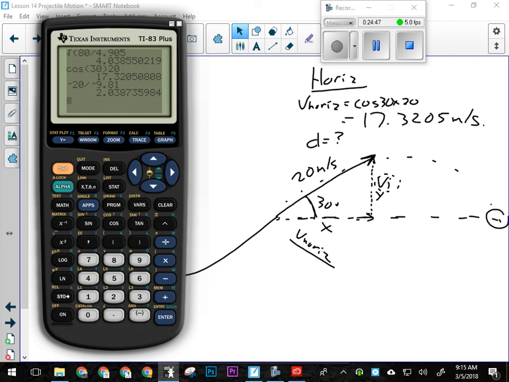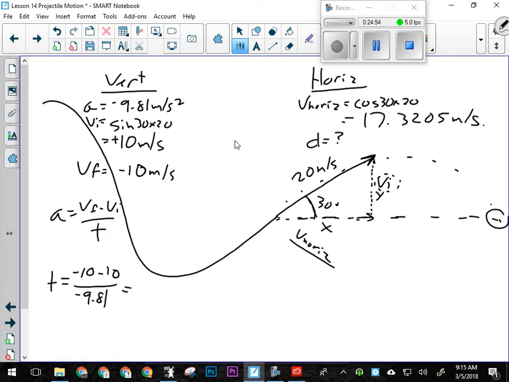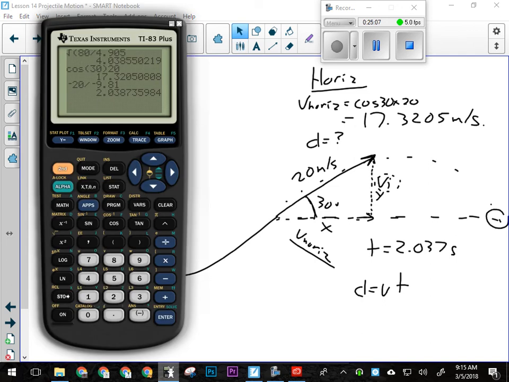So this thing is going to be in the air for a total of 2.0387 seconds. All right, now I can transfer that over to my horizontal information, and say that the time horizontally is the same thing, seconds. Now I can find d. So d will equal v times t. We'll take that answer and multiply it by the 17.3205. Okay, looks like I need to put the pool about 35 meters away.